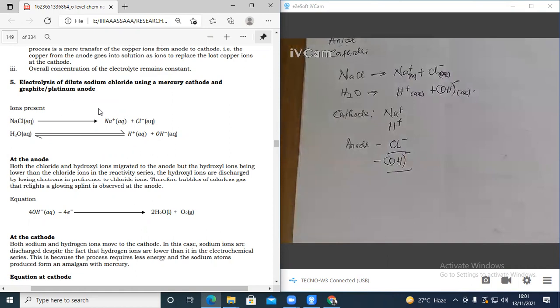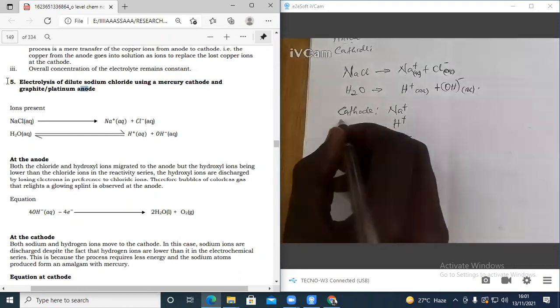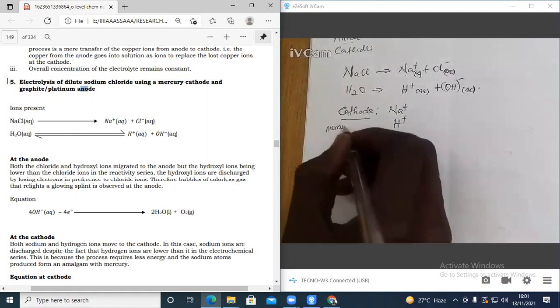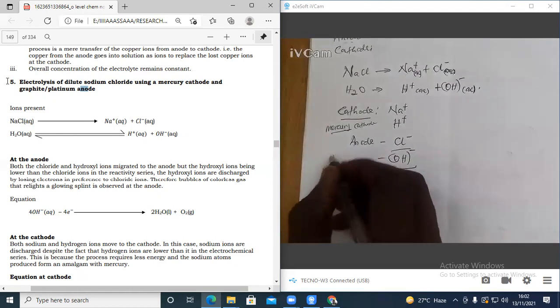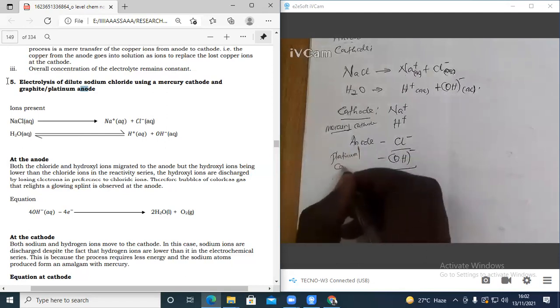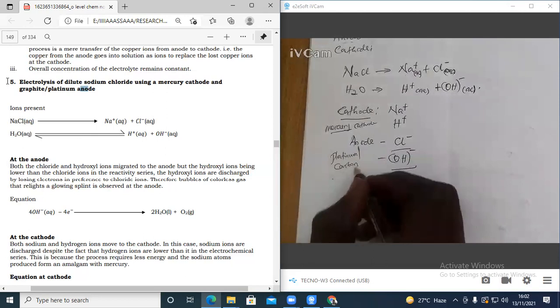Isn't it what we expect? Yes, teacher. Yeah, this is what we expect to see at the cathode and the anode. But now let's look at the electrodes they used. Now here they have used mercury cathode and the graphite or platinum anode. At the cathode, they have used mercury. Then at the anode, they have used the normal one, which is platinum or carbon electrode.